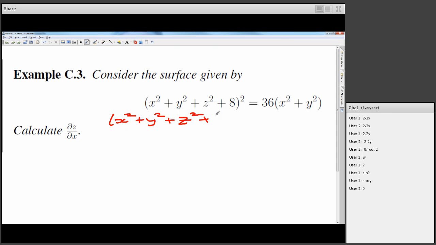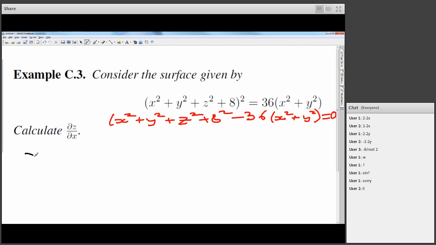Plus 8 all squared minus 36 x squared plus y squared equals 0. Most people can do this pretty well. The most common mistake, I think, really is forgetting to put everything on the left-hand side first. So again, I just want to flag that in a big way, to help you avoid the mistake yourself.